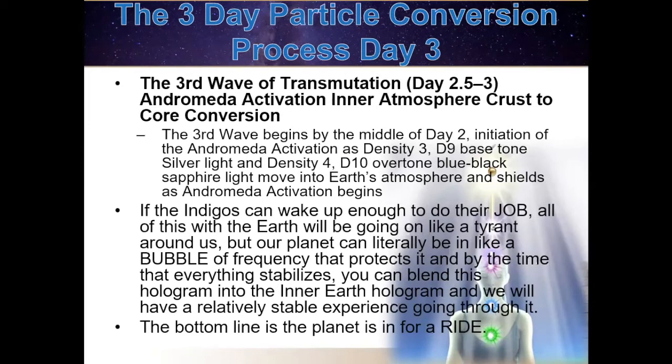Now, the third wave of transmutation, day 2.5 to 3, the Andromeda activation, inner atmosphere crust to core conversion. The third wave begins by the middle of day two, initiation of the Andromeda activation as density 3, dimensional 9, base tone, silver light, and density 4, dimensional 10, overtone, blue-black, sapphire light, move into Earth's atmosphere and shields as Andromeda activation begins. So the third wave will begin by the middle of day two. And the Andromeda activation initiation happens while the third density, the ninth dimension, and the fourth density, the tenth dimension, all move into Earth's atmosphere and shields as the Andromeda activation begins.